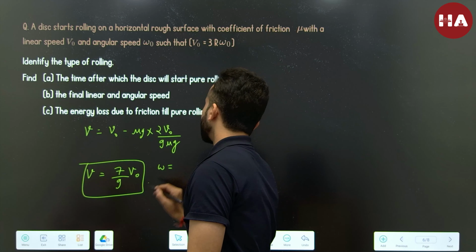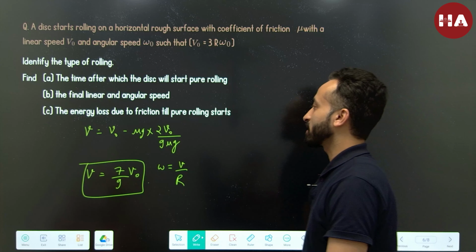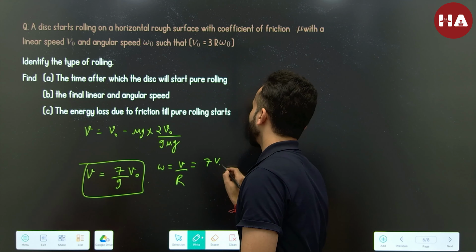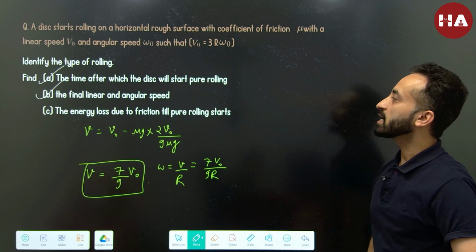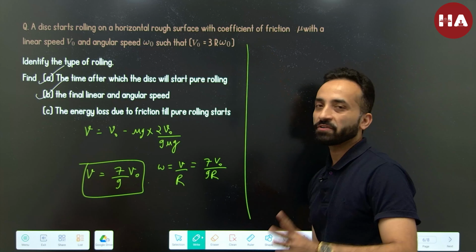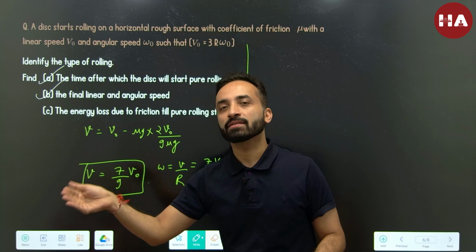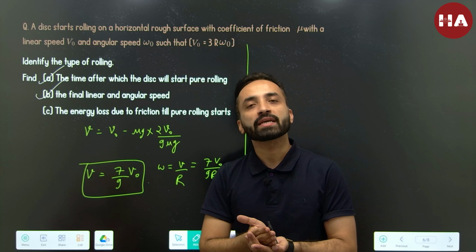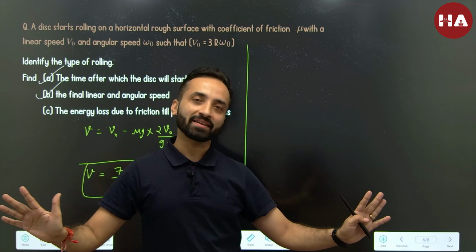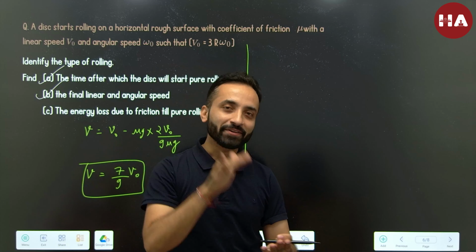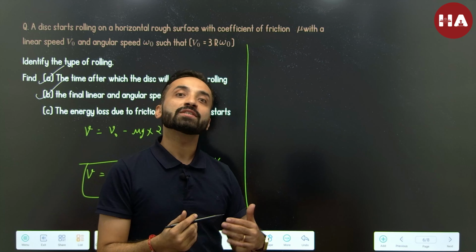Now, what about omega? Omega final is just v by R, because now it is already in the state of pure rolling. So it is going to be 7 v naught by 9 R. So this part is done. Now, the energy loss due to friction. Of course, friction is causing energy loss here till pure rolling starts. From the time when the motion starts till the time when pure rolling happens, there is an energy loss. But once pure rolling starts, the energy loss is not there. So, can you imagine that friction is there, but it is not causing any energy loss? That's because friction is not doing work.